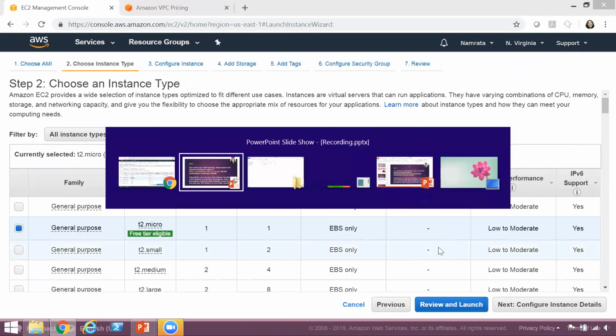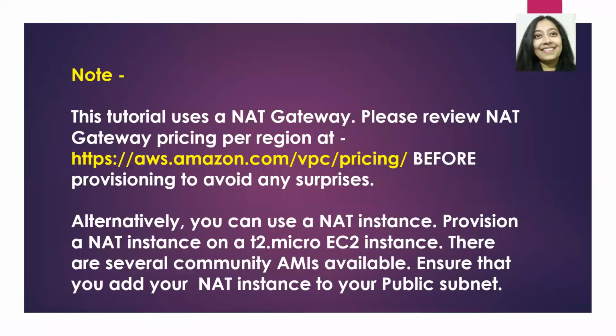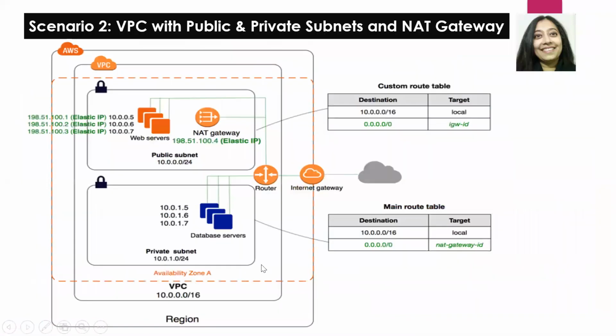With that said, let's continue and review the architecture diagram for this scenario 2 VPC creation. As the name itself says, we will be creating this VPC with a public and a private subnet. And finally, we will also be adding a NAT gateway to that. So let's review this architecture diagram.